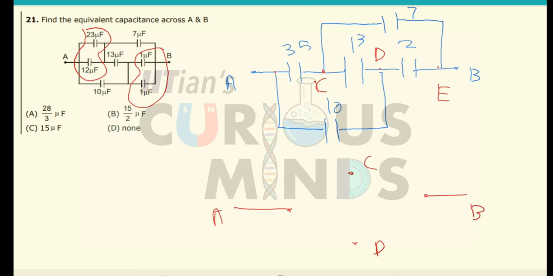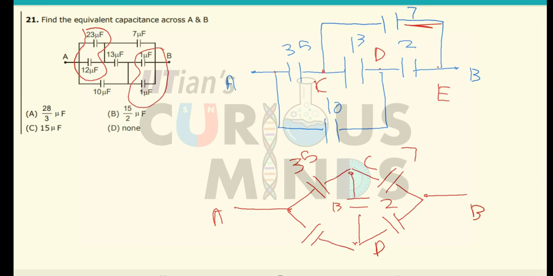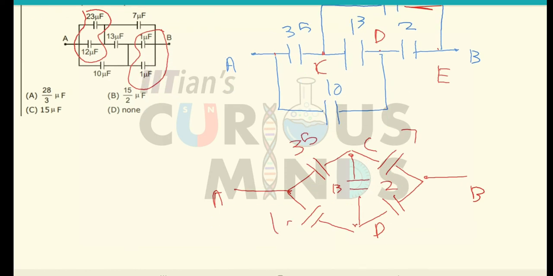So between A and C we have a 35 microfarad capacitor. Between C and D we have a 13 microfarad capacitor. Between C and B, we have a 7 microfarad capacitor. Between point D and B, or D and E, we have a 2 microfarad capacitor, and between A and D we have a 10 microfarad capacitor.